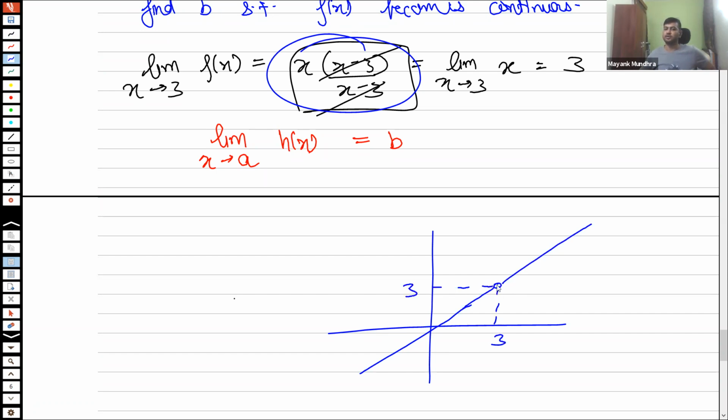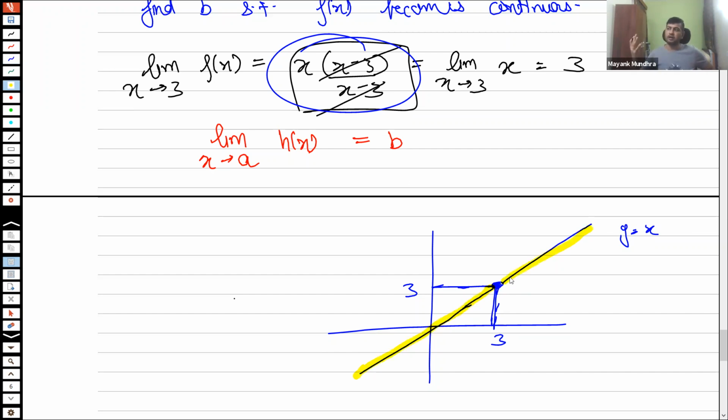At 3, there's going to be a discontinuity. Everywhere else, it will look like the y equals x function. But at 3, this function is discontinuous. So if I were to define this function as equal to 3 at 3, then this function becomes continuous. It's like this function is a straight road which had a pothole.